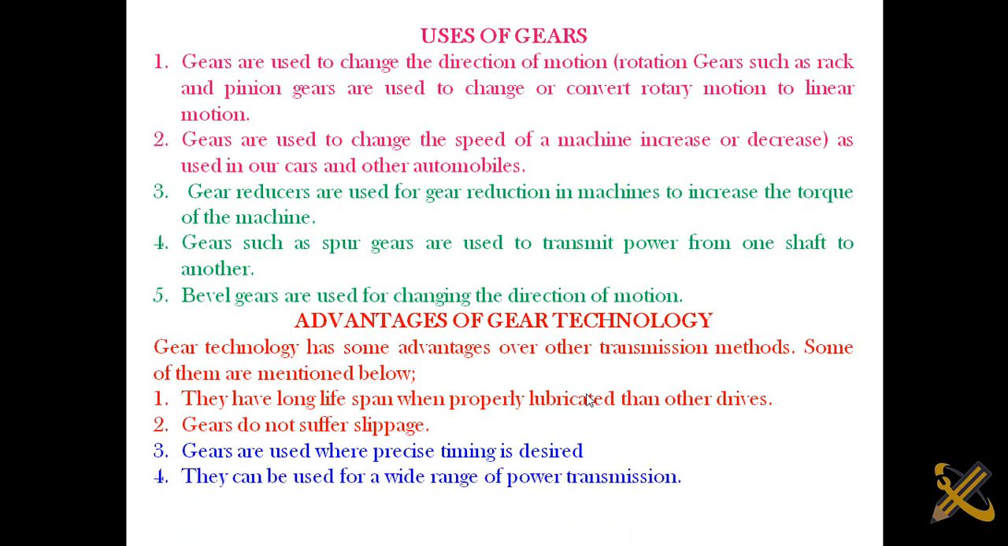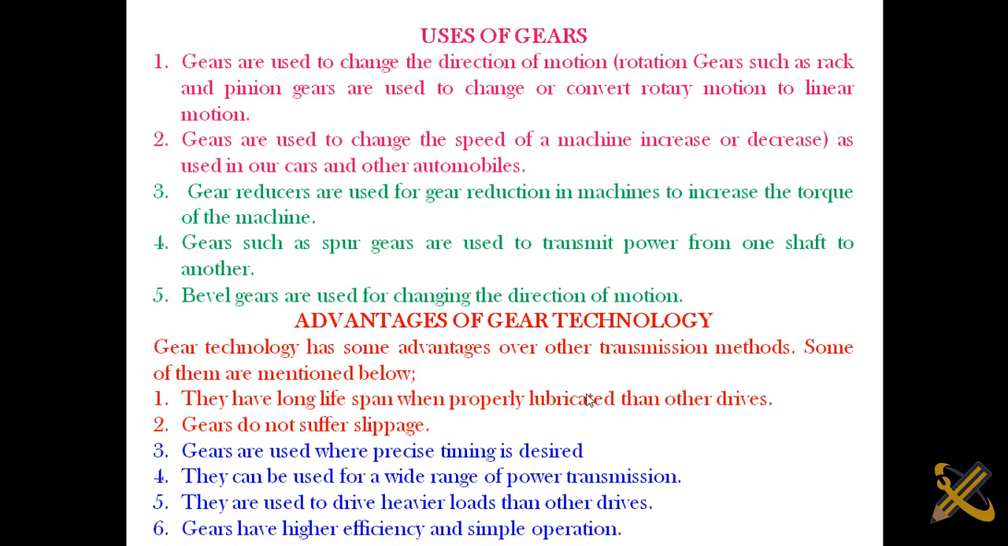The fourth one, they can be used for a wide range of power transmission. The fifth one, they are used to drive heavier loads than other devices. That's just it. The cranes and heavy duty machines have gears in them, which makes lifting heavy objects possible. Gears also have higher efficiency and simple operation. They are very efficient. They have little or zero tolerance for error or inaccuracy. So that is that about that.